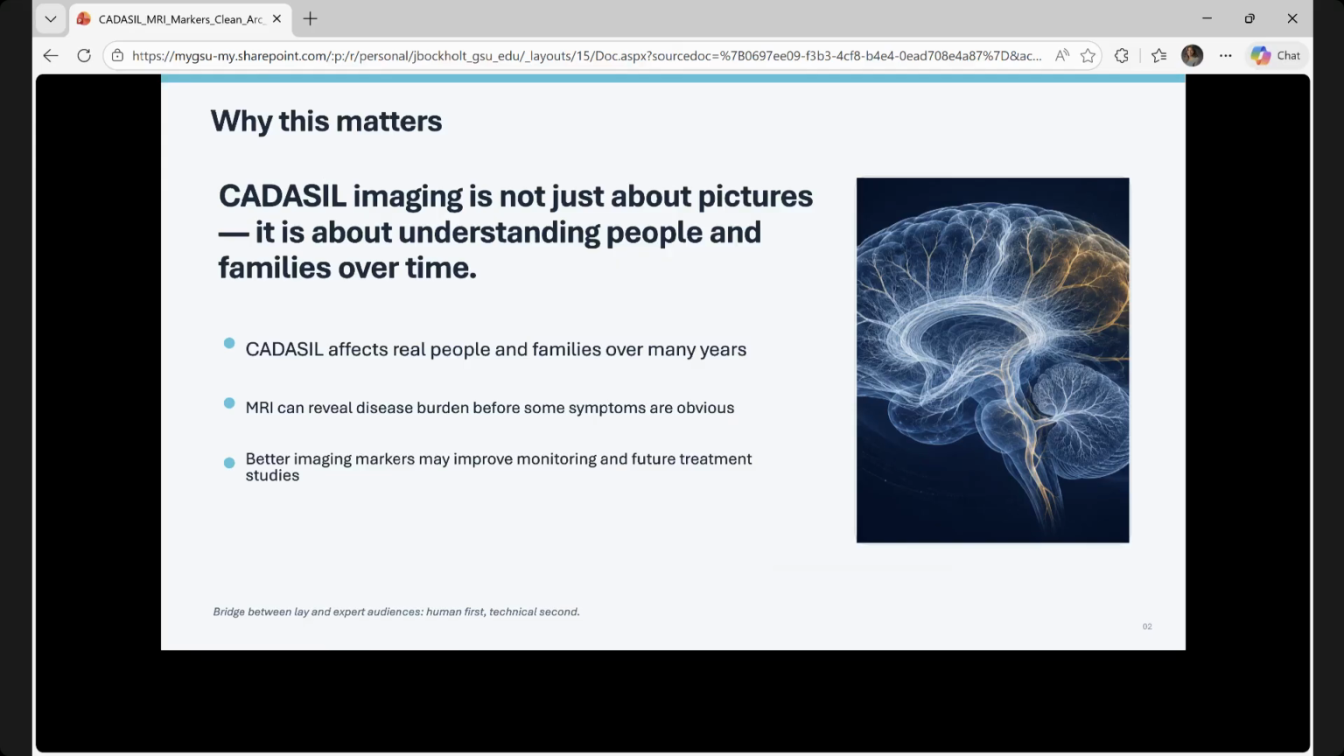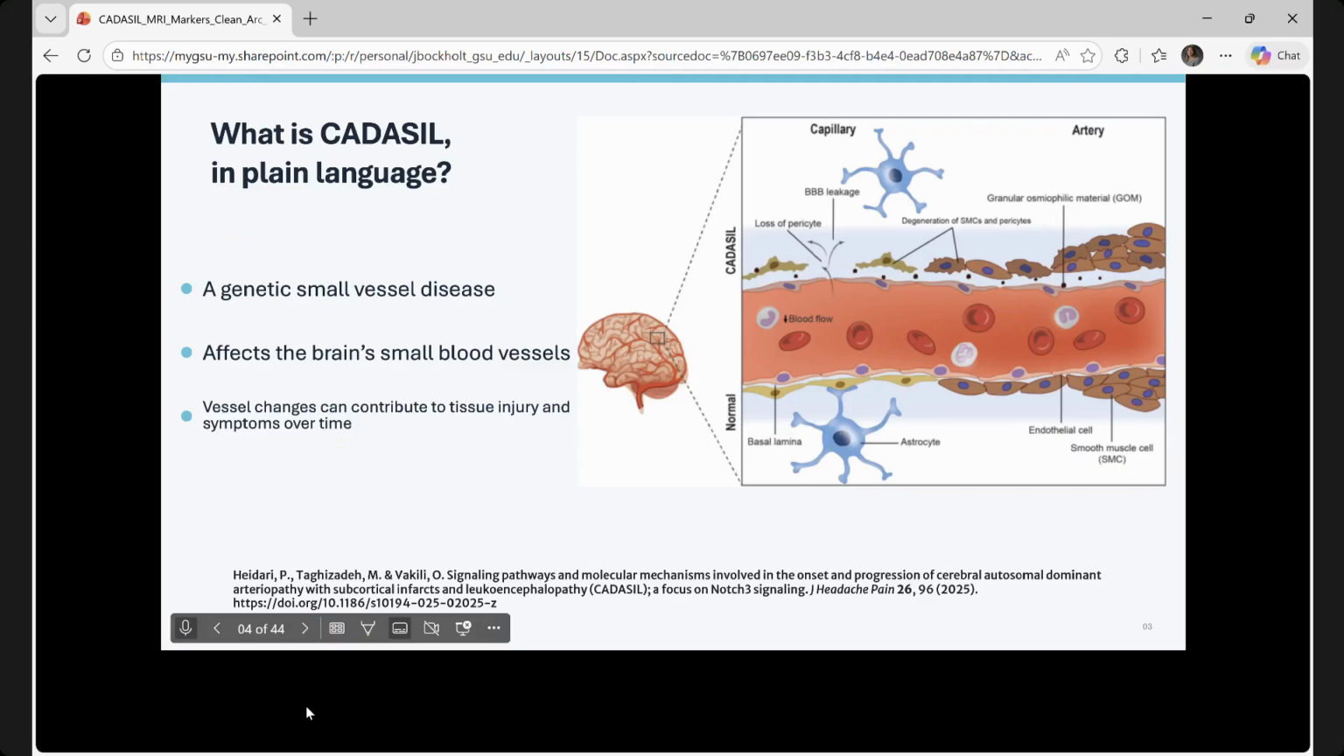Sorry, slide 4. So what kind of brain changes can CADASIL produce? Specifically, white matter injury, small fluid-filled spaces, tiny microbleeds or cerebral microbleeds, changes in diffusion, or really white matter organization, and then tissue loss.